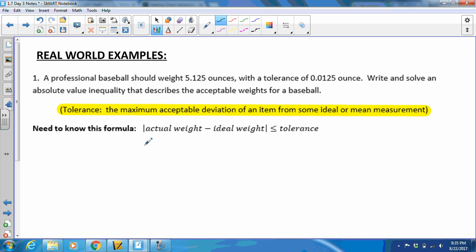Now, there is a formula that you need to know. Make sure you memorize this for the quiz as well as for a test. I will not give this to you, so make sure you remember what this is. It's very important. So let's read example 1.